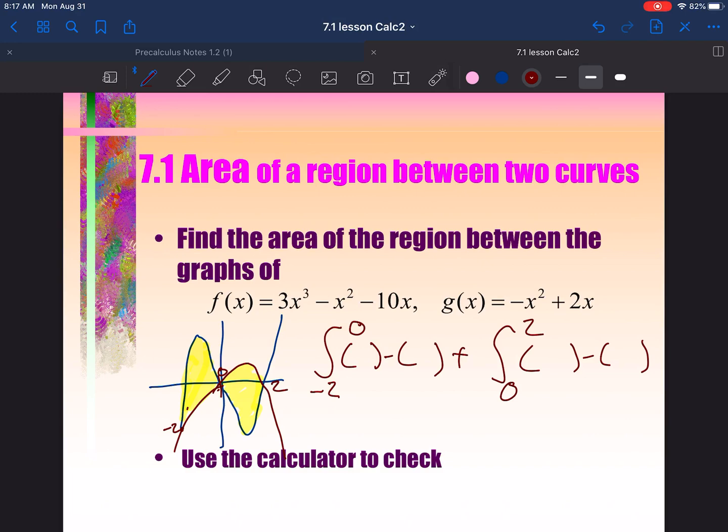Now it's important that you pay attention, because the order does switch. And if you don't do it in the right order, you'll get a negative answer. So it's very important that you pay attention to which is which. So in this first one, the cubic is first. Let's clean this up a little bit. So in here, we're going to put the 3x cubed minus x squared minus 10x first, then the other. Now this one is going to be backwards. This one, the negative x squared plus 2x is first, followed by the x cubed.